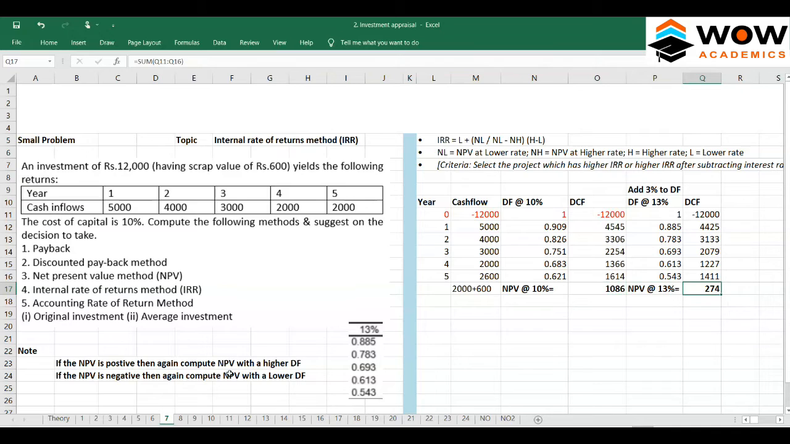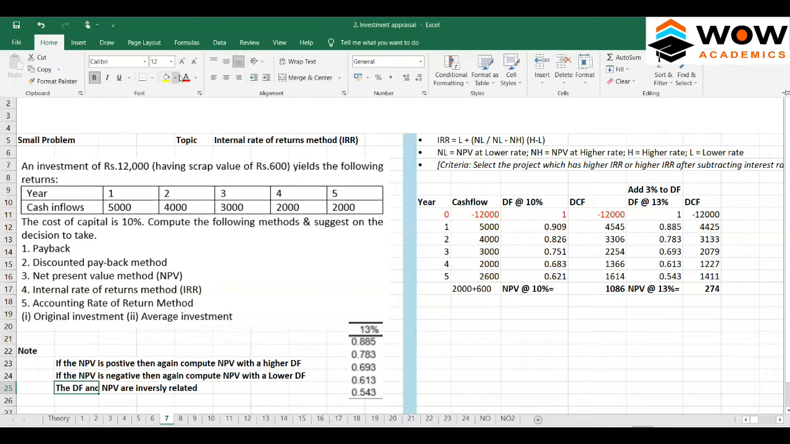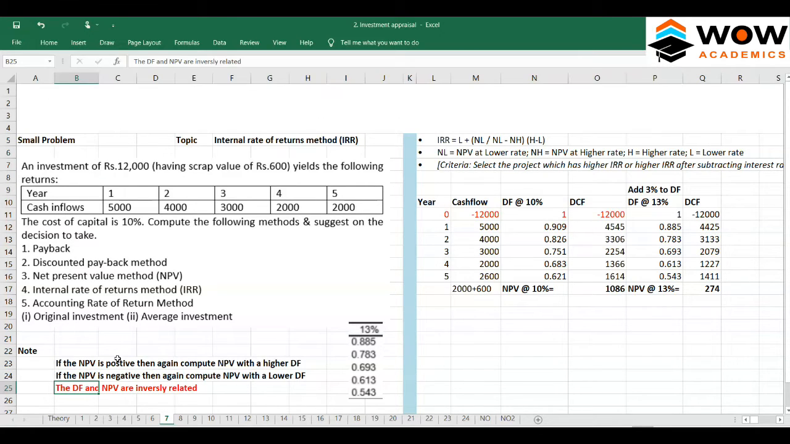Okay, why? Because there is another rule which says the discount factor and NPV are inversely related. Okay, the discount factor and the NPV are inversely related. This is a very important point. You have to remember that. It can also be asked in the theory questions also. So look at here. If your discount factor is a lower number, your NPV is a higher number. If your discount factor is a higher number, your NPV will fall. So the higher and higher the discount factor goes, your NPV keeps falling.